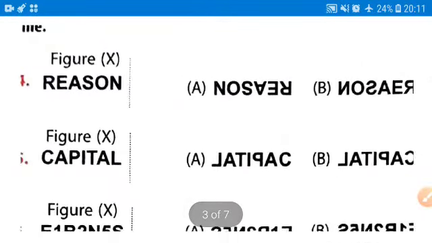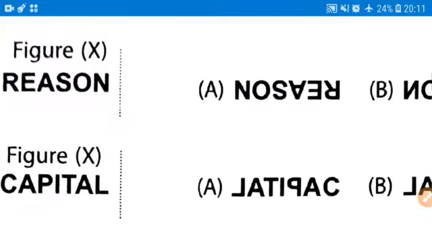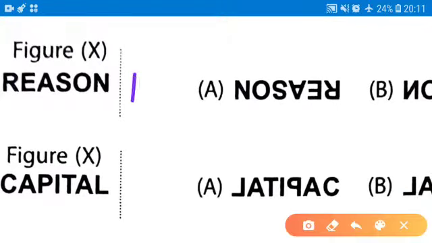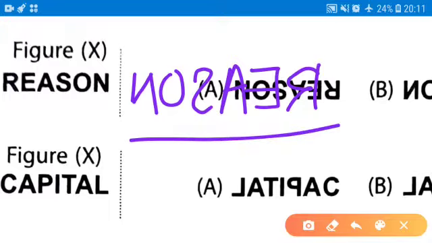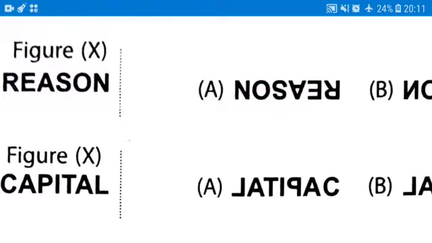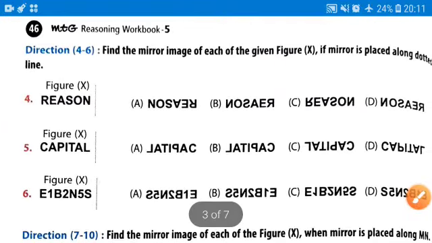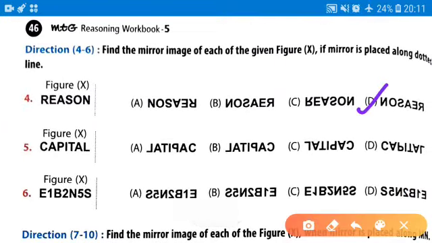So let me tell you, the N will be like this. Okay, N will be like this, and the O will be as it is, S will be like this, A will be like this, E will be like this, and R will be like this. So this kind of mirror-imaged word is only in the options, you can check option D. Thus D is the correct answer.